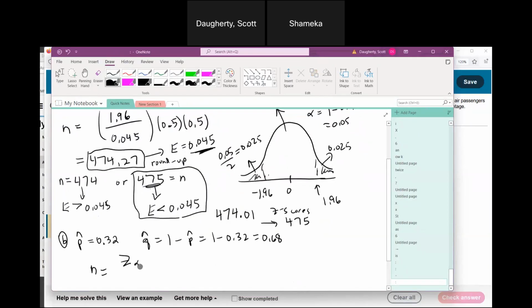Going back to the formula, we still want a 95% confidence interval, so this z-score is still going to be 1.96. That's not going to change. And we want the margin of error to be within 0.045. That doesn't change either. But we now have an idea of what these numbers are, so we're just going to use 0.32 and 0.68 for those.